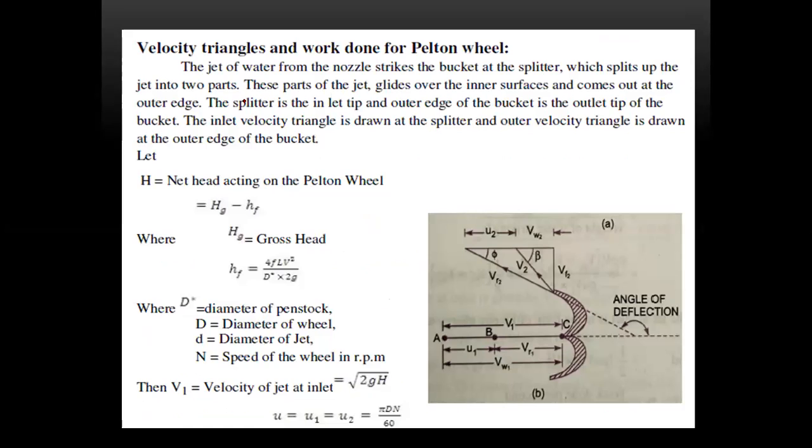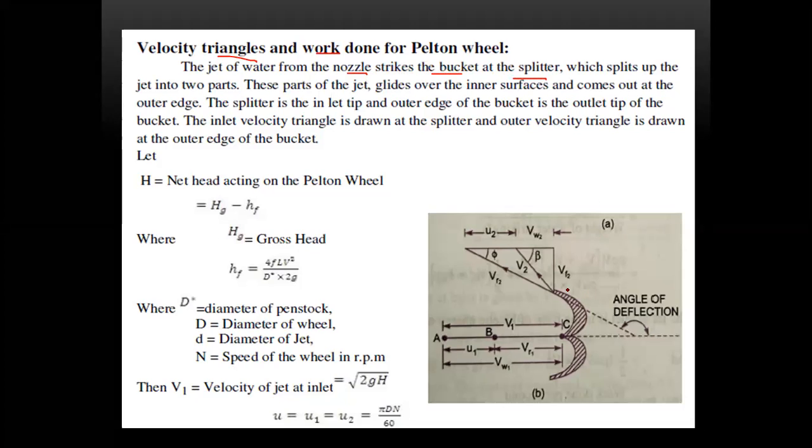Now if you see the velocity triangles, for every turbine you have a vane. Based upon the vane, you have to create the inlet triangle and the outlet triangle. We have already discussed this in class, and you have done problems also, in the running notes, right? So here the jet of water from the nozzle strikes the bucket at the splitter.